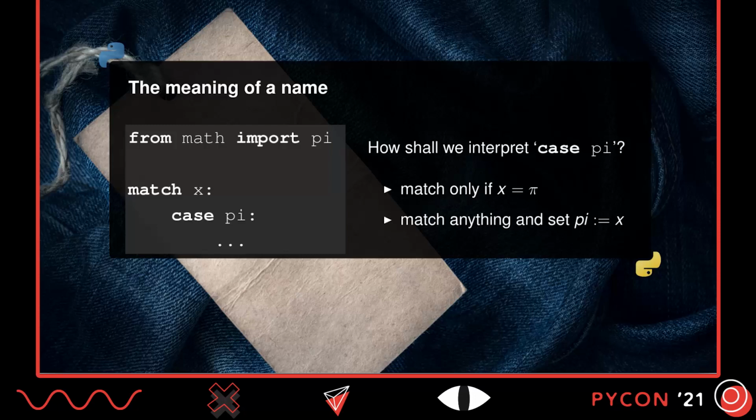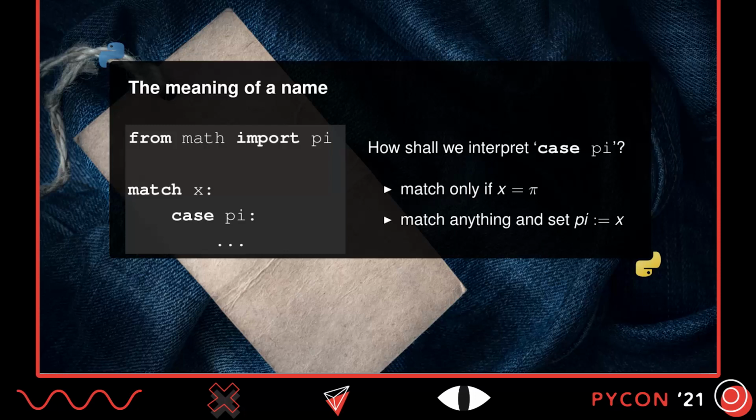Do we match only if x equals pi? That is to say, do we do a comparison between pi and x? Or do we match anything and set the variable pi to the value of x? So do we bind pi?